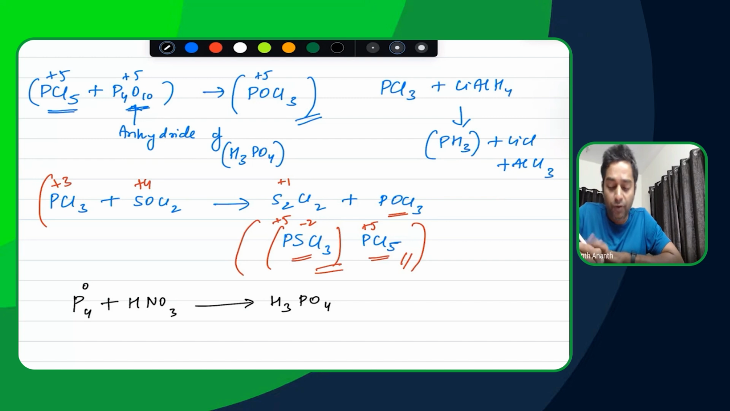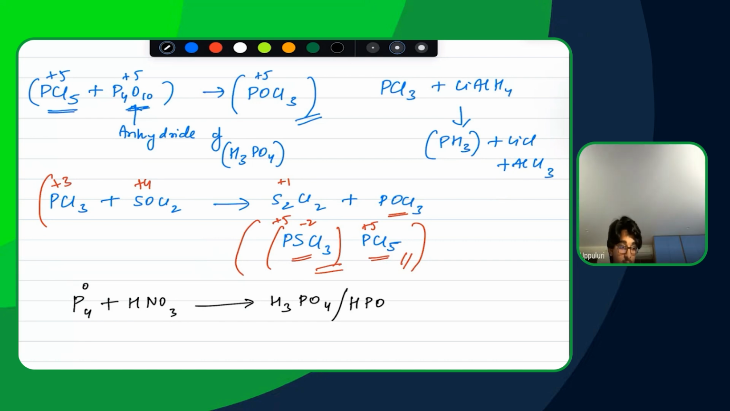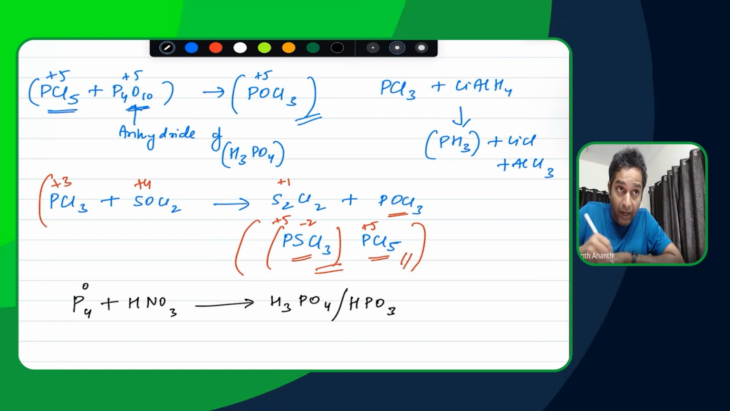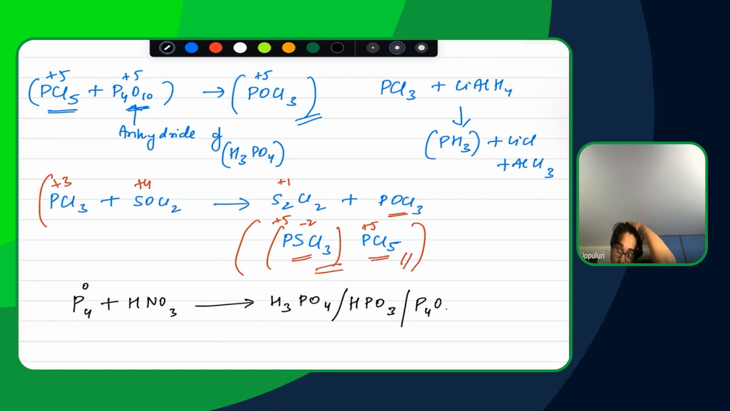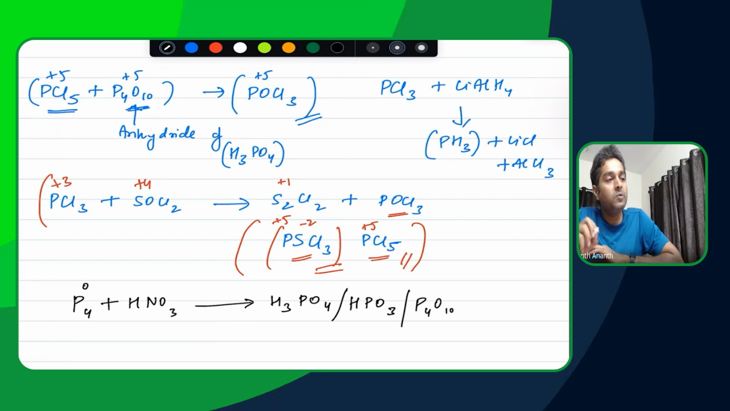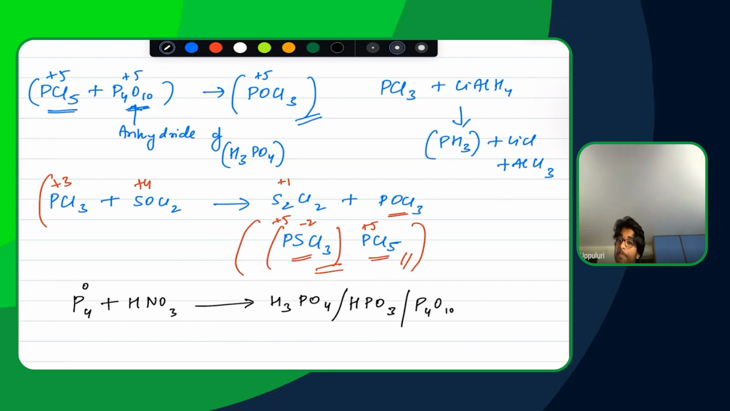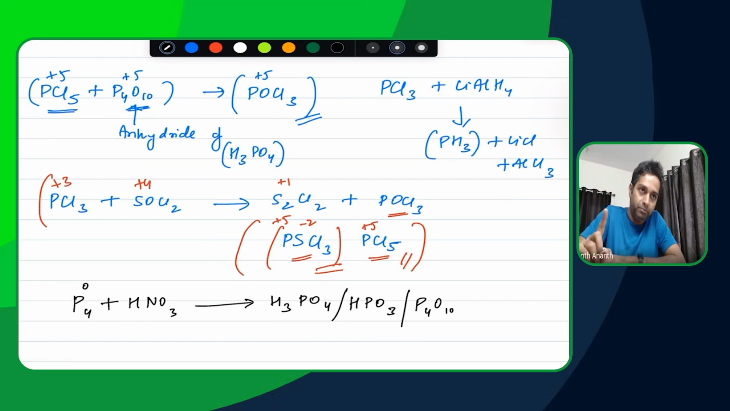If not H3PO4, what are the other stable +5 forms of phosphorus we know? We have H3PO3, HPO3, which is an anhydride version of this, and you also have P4O10. So these are the possible products with HNO3, depending on the amount of water available in the medium.